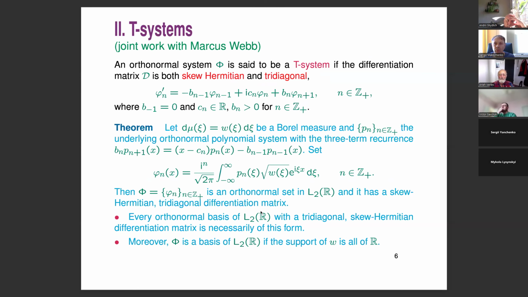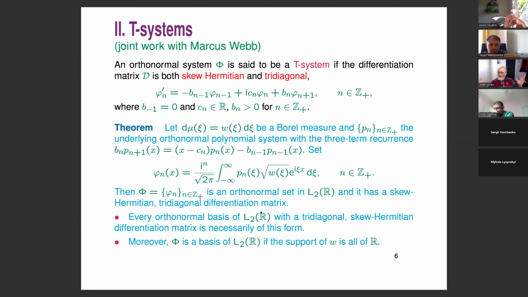First of all, Cauchy problems when we are solving in the full space R^d, or for simplicity, I'll do it only on the real line. All this extends to tensor products to several dimensions, and then we'll take other situations. And on the real line, we're using what we called T-systems. So we say that an orthonormal system phi is a T-system if the differentiation matrix is both skew-Hermitian and tridiagonal.